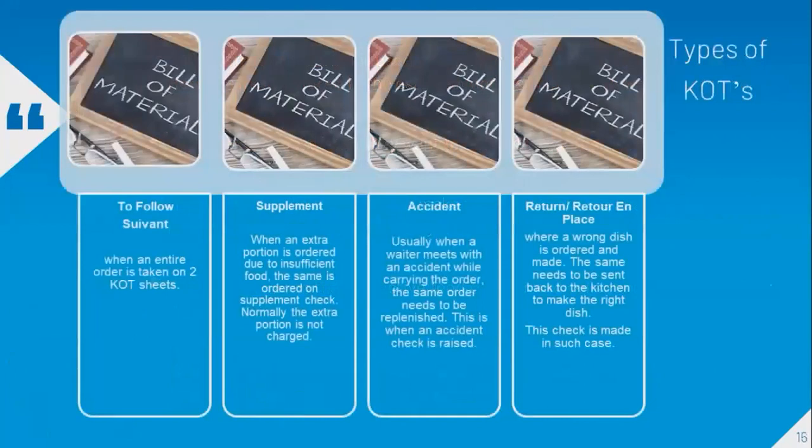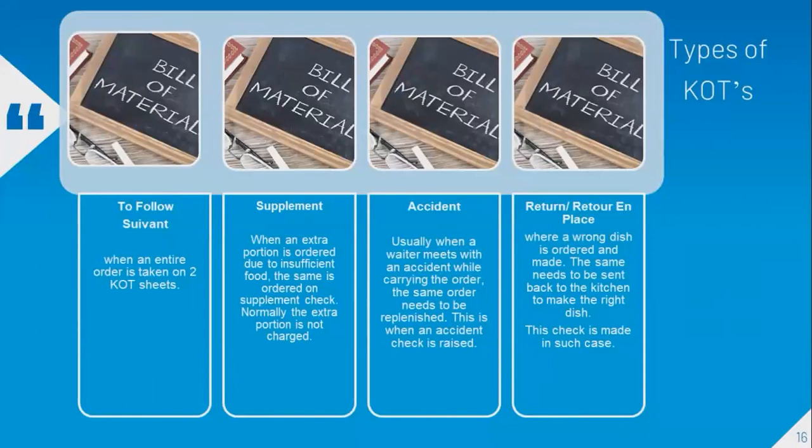Now quickly let's talk about types of KOTs. We're going to talk about 4 types of KOTs. The first type of KOT is to follow. This is where you're using 2 different KOT sheets to write one order. So let's say you have a food order of 6 courses. First sheet of KOT will have 4 courses and another sheet of KOT will have next 2 courses. This is called as to follow KOT.